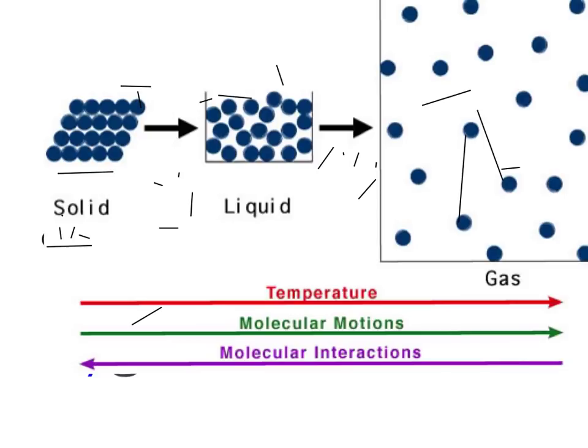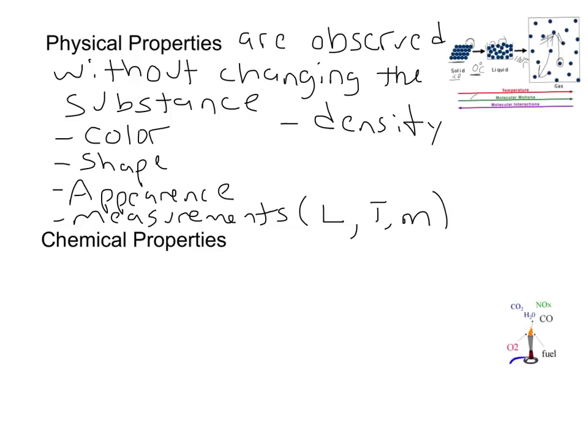Okay, so we're going to move on to the other kind of property, the chemical properties. You are observing a chemical property when a substance is changed into another substance. So basically, you think of it as the before and after. What you have before the change is different than what you have after the change. Then it's been a chemical change.